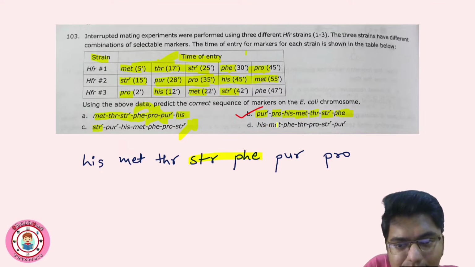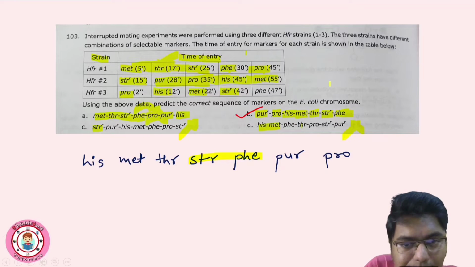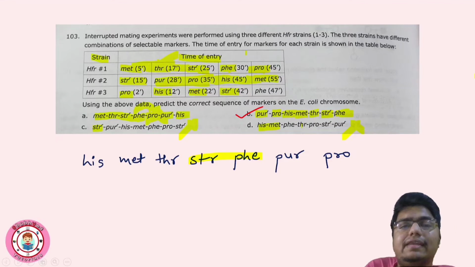Now here histidine, methionine. This is correct. Phenylalanine. Wrong. After methionine, it should be threonine. Then streptomycin, then phenylalanine. So the sequence is entirely wrong. So B is the correct option here. From the options we can directly see.